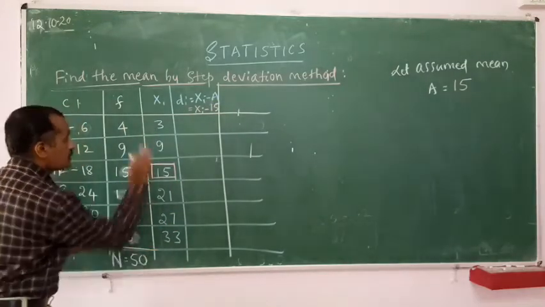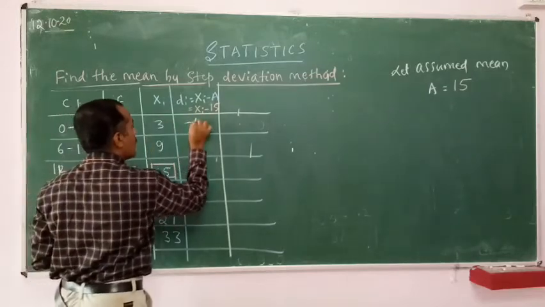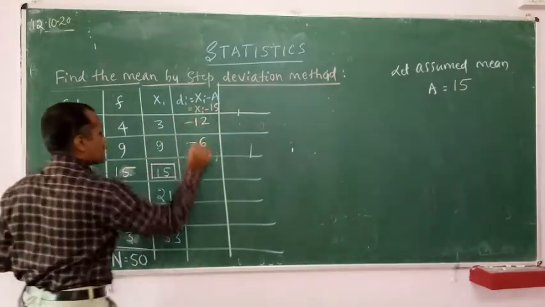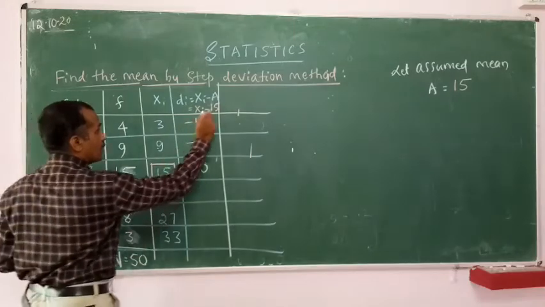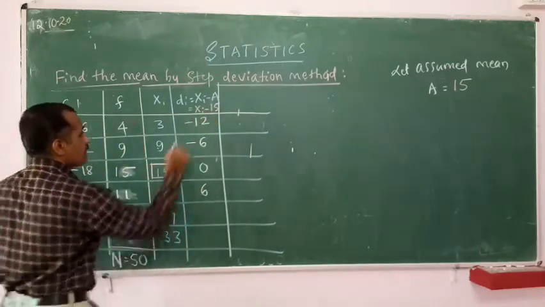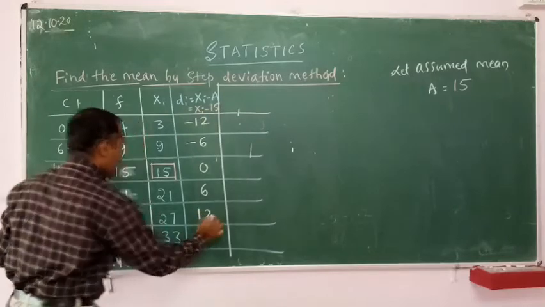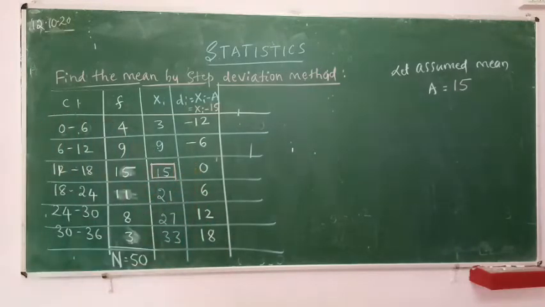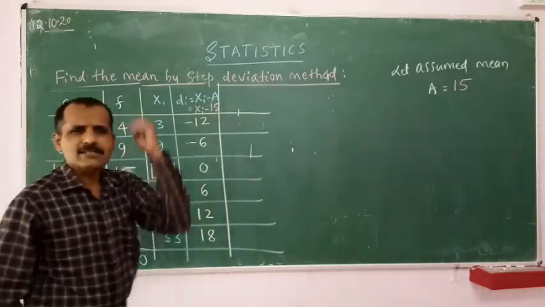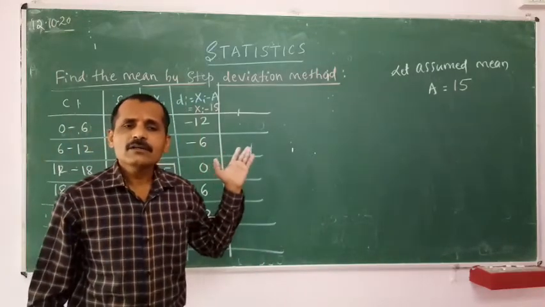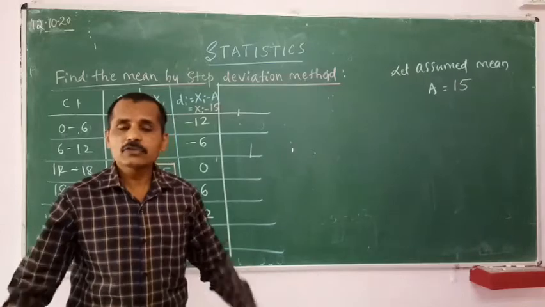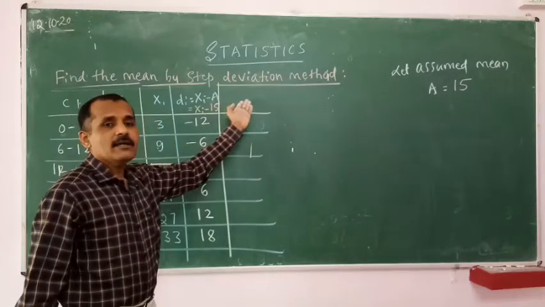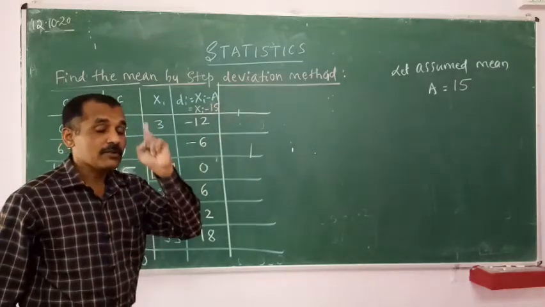These are the xi values. Minus 15. 3 minus 15 is minus 12. 9 minus 15 is minus 6. 15 minus 15 is 0. 21 minus 15 gives you 6. 27 minus 15 gives you 12. And 33 minus 15 gives you 18. See, these 4 columns are exactly the same as what we solved in the shortcut method or the assumed mean method. And had it been the earlier method, the last column would have been fi di. But we are going for the step deviation method.